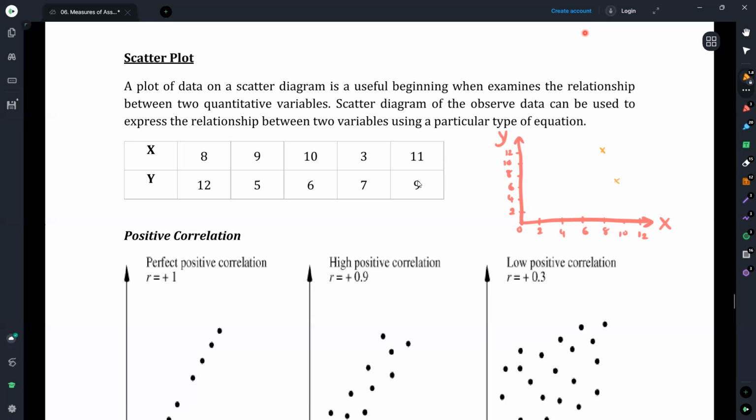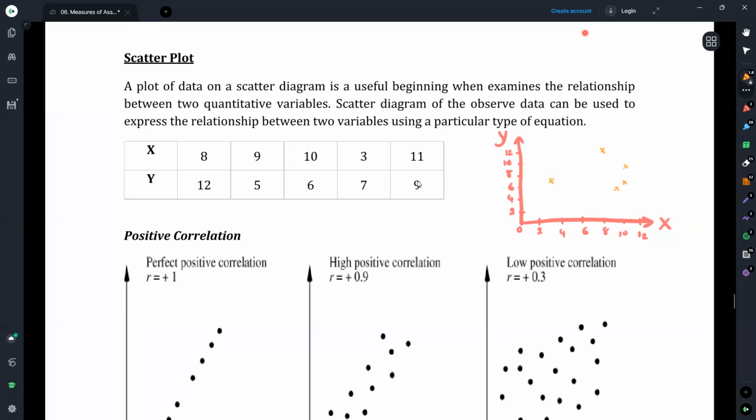Then 10 and 6, it would be somewhere here. Then 3 with 7, we can plot the point in a place like this. And 11 with 9, we can show it in this direction.